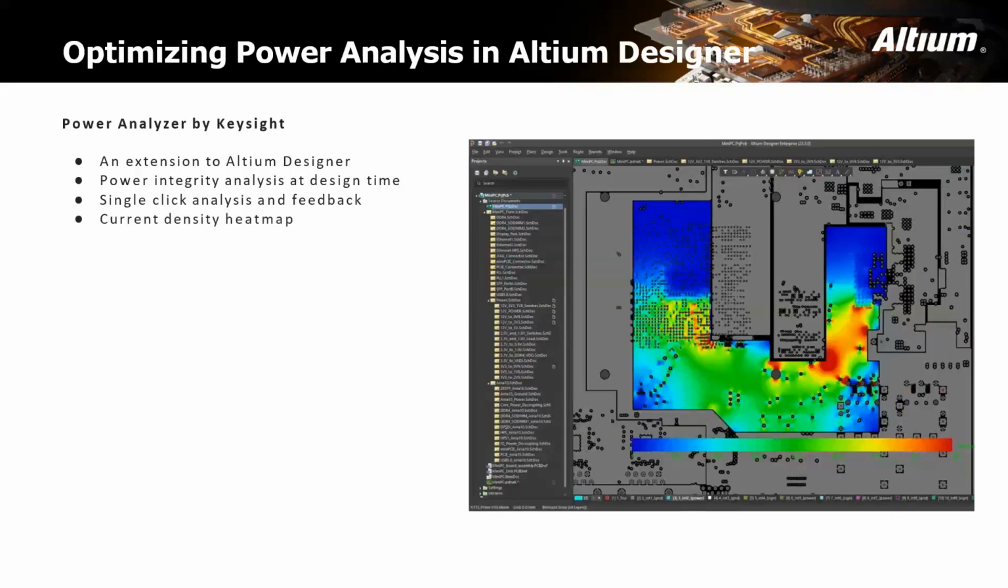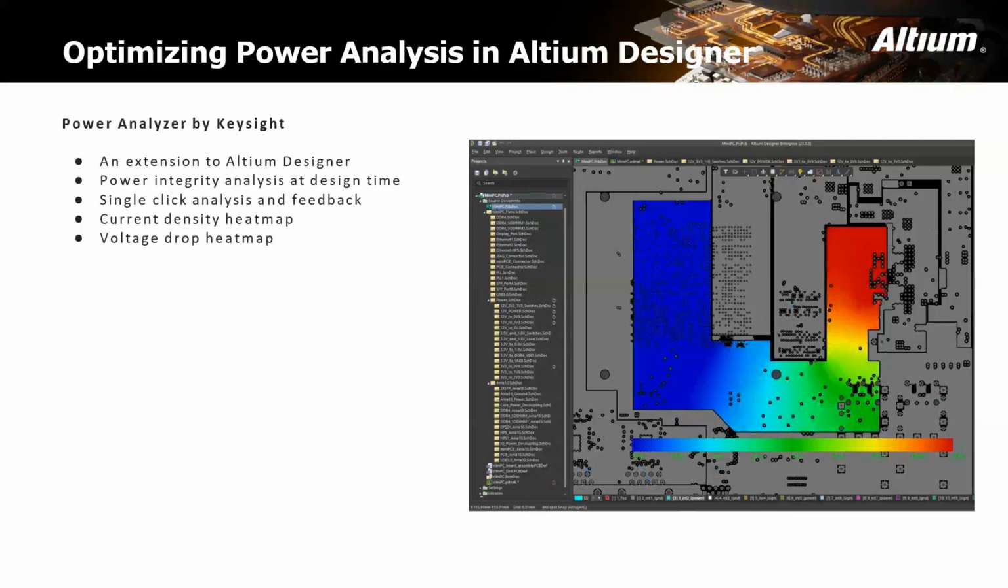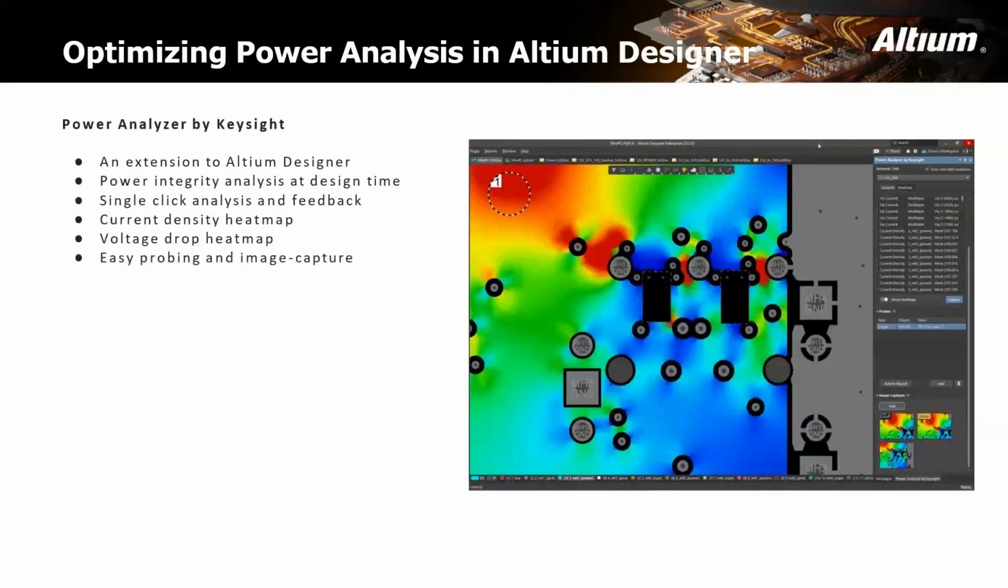We can show the current density heat map on your Altium board design together with the legend of current density values, as you can see here. If you are looking for voltage drop, similarly with the legend values, you will see this during the demonstration in detail. You also have an option to easily probe locations. If you want to capture images in the report along with the general reports of the power analyzer, you can probe the location you are interested in and capture images that can be included in the report. This is another benefit you get with the Keysight power analyzer, which we will see in the demo in detail.